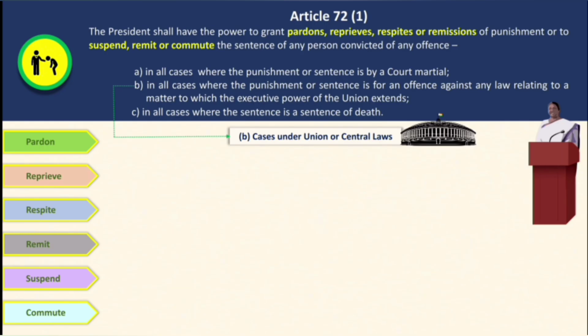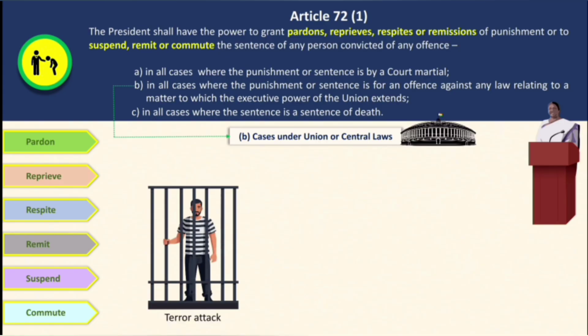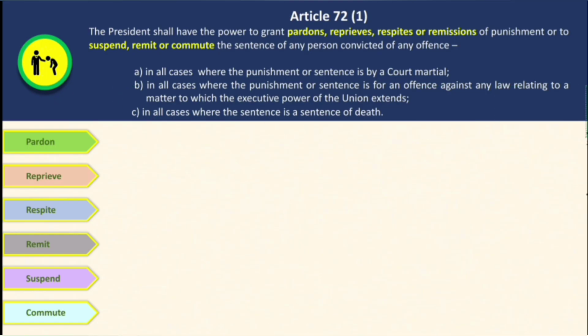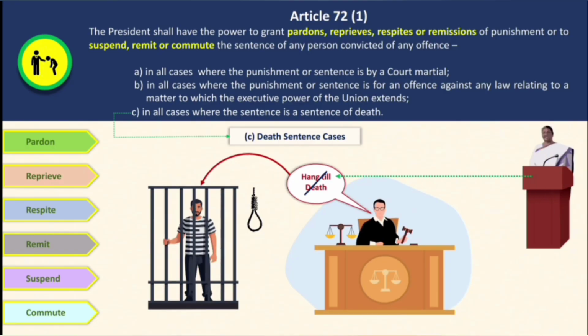For example, suppose a person is found guilty of planning a terror attack and is sentenced to life imprisonment. In such a case, the President can step in using Article 72 of the Indian Constitution to reduce the punishment or grant a pardon. And number 3, death sentence cases. This is the most well-known one. The President can pardon or reduce death penalties too.